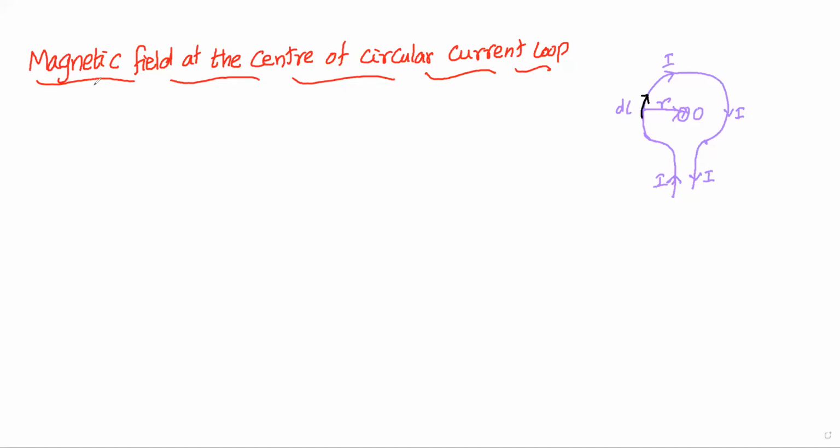In this video, we are learning the magnetic field at the center of a circular current loop. Consider a circular loop of wire of radius r carrying a current I. We wish to calculate the magnetic field at the center O. The entire loop can be divided into a large number of small current elements. Consider a current element dl of the loop.